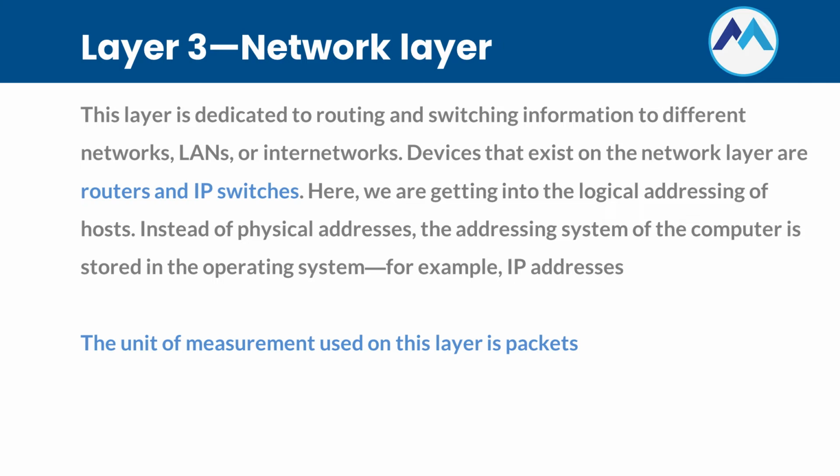The unit of measurement used in this layer is what we refer to as packets. And guys, just to let you know, a layer 3 switch differs from a layer 2 switch in that it determines paths for data using logical addressing, that's IP addresses, instead of physical addressing, what we refer to as MAC addresses. Remember, layer 2 of the OSI model is what we refer to as the data link layer.